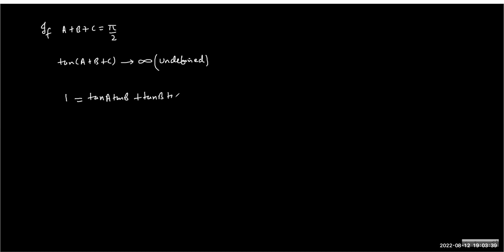So if A plus B plus C is 90 degrees, if it is given to us for some reason, then tan of (A plus B plus C) is tan 90, which is undefined, or you can say infinite. And in mathematics, what is undefined? When the denominator is 0. So this will become 1 equals tan A tan B plus tan B tan C plus tan C tan A.